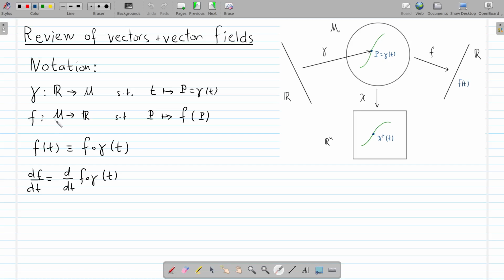Then a function on M takes any point on the manifold M, and of course the points on the curve gamma as well, to a real number f of p. We will denote by f of t the values of the function f on the curve, which can be obtained by taking the composition of the curve gamma with the function f. Then the directional derivative of f with respect to t is computed by differentiating this function of t.